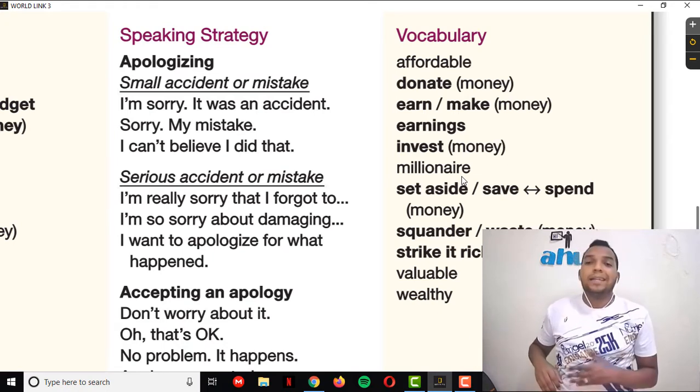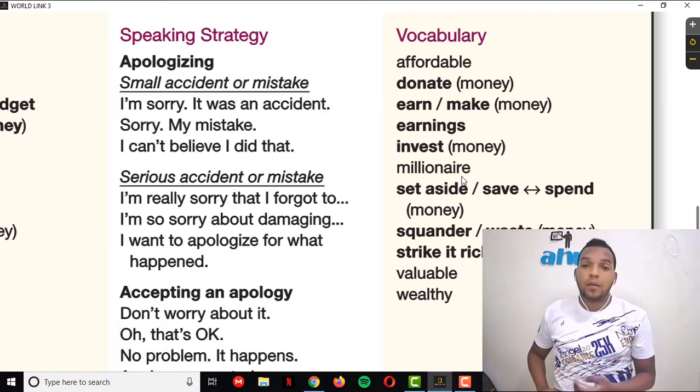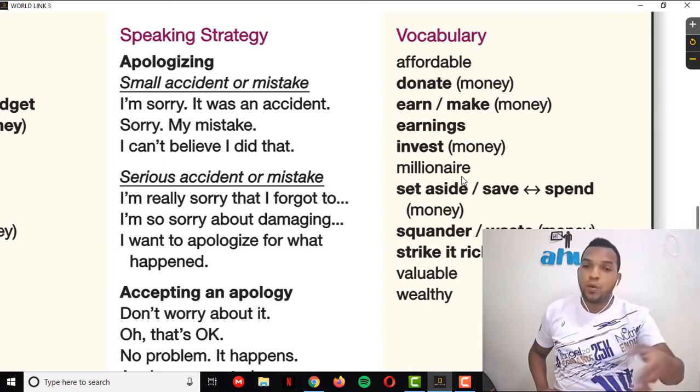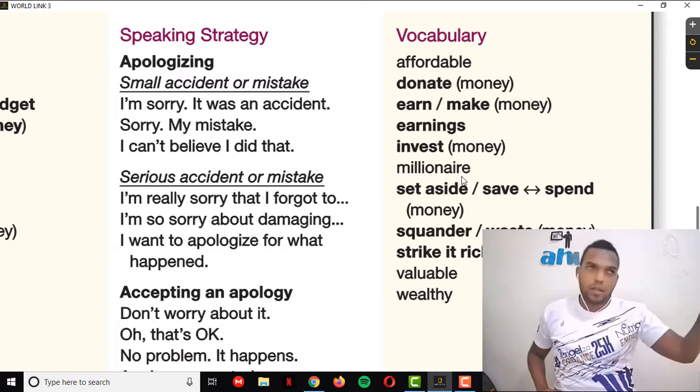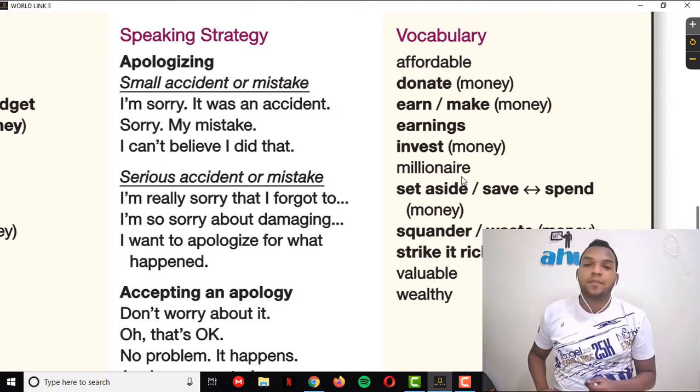Okay. Spend, that is the opposite. This spend, of course, is when you buy plenty of different things, and you spend it.